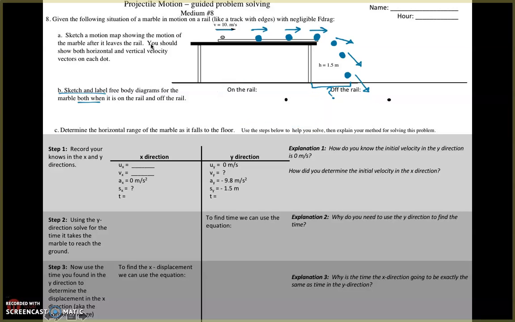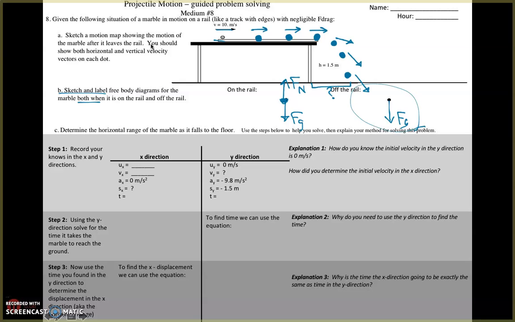For my free body diagrams, I know that the marble has a force of gravity acting on it downwards the whole time. Force of gravity is not going to go away. But when I'm thinking about the marble on the rail, there's another force from the rail holding the marble up, and that would be a normal force. And that's actually it. The marble doesn't need a force to continue moving this way. It will just keep on doing that because of Newton's first law of motion. Objects in motion are going to keep on being in motion.